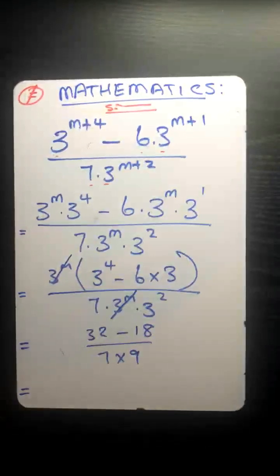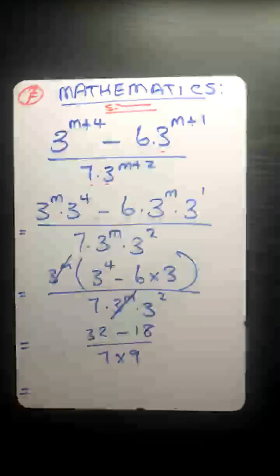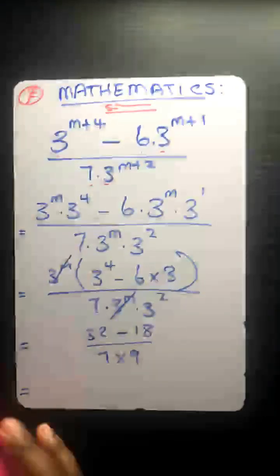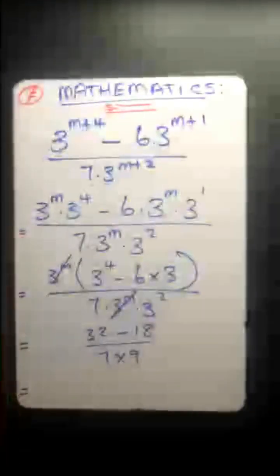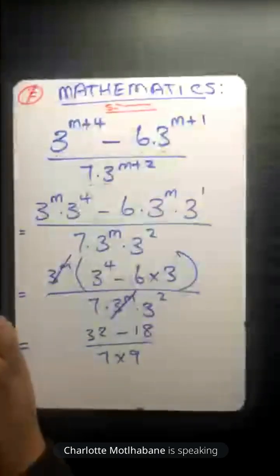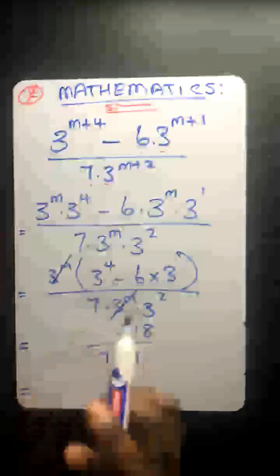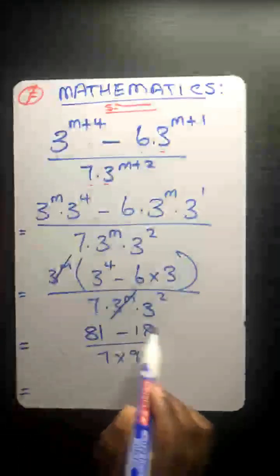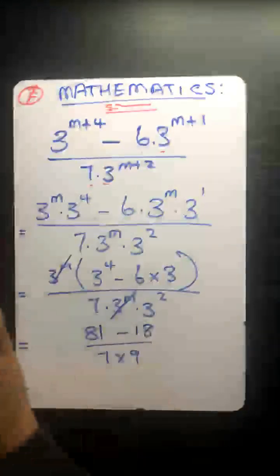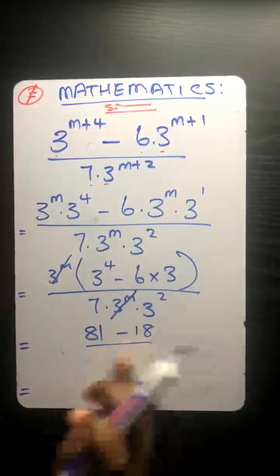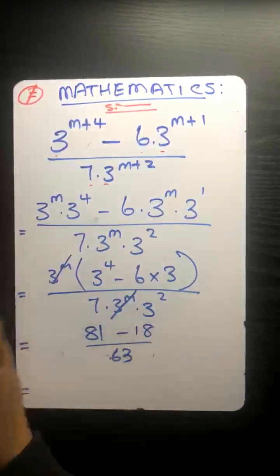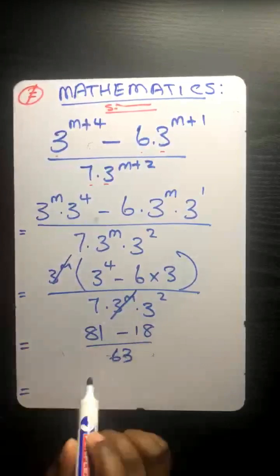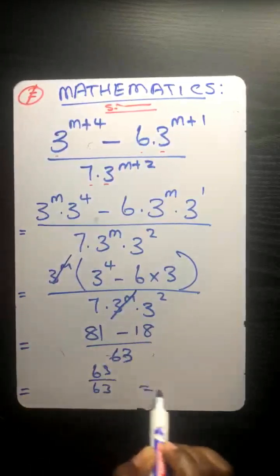Maybe let me take out my calculator. I see you guys are still working. Rosie speaking? 3 to the power of 4 is 81. Okay. That one is 81. This one is 18. Yes. What about this one? 7 times 9. That is 63. So that means 81 minus 18. What is that? That is 63. So you have 63 over 63, which equals 1.